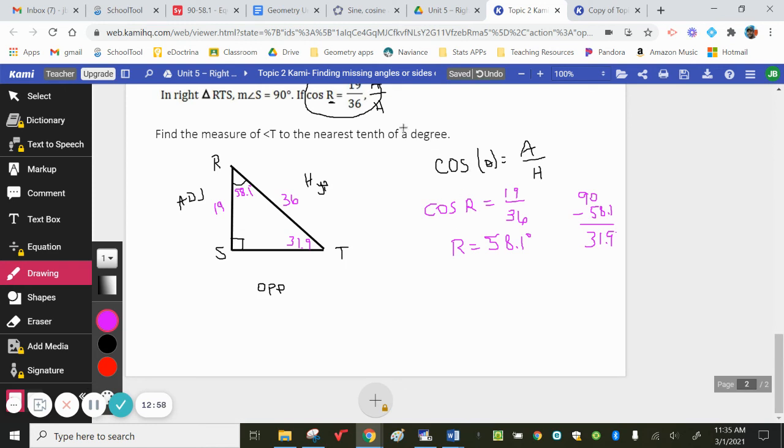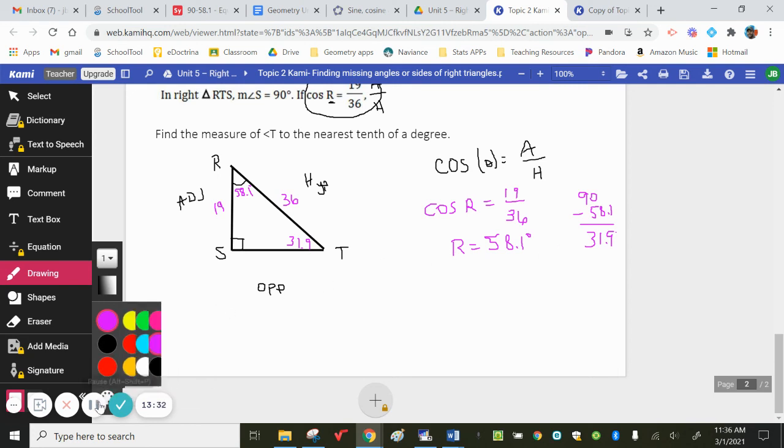Okay, so here's one choice. I'm going to take the equation I was given, the cosine of R is equal to 19 over 36. What I did is I solved this equation for the measure of angle R. That has to be 58.1 degrees to the nearest tenth of a degree. Then, since the three angles always add to 180, that 58.1 plus 90 plus this remaining angle has to be 180. I did 90 minus 58.1 to get 31.9 degrees. So one way to find the measure of angle T is by doing what I did right here.